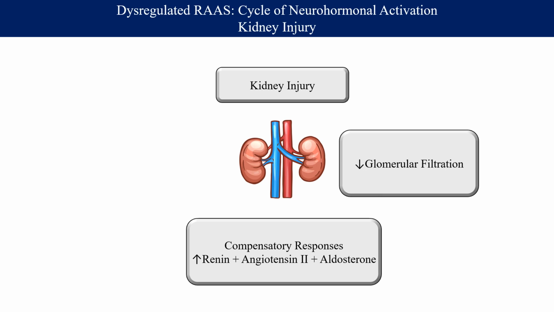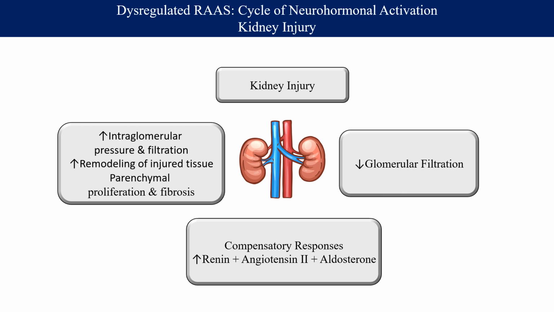However, this compensatory mechanism leads to intraglomerular hypertension, remodeling of injured tissue, parenchymal proliferation, and fibrosis. This worsens kidney injury, thus creating a vicious cycle of neurohormonal activation that leads to a more rapid decline in kidney function and eventual kidney failure.